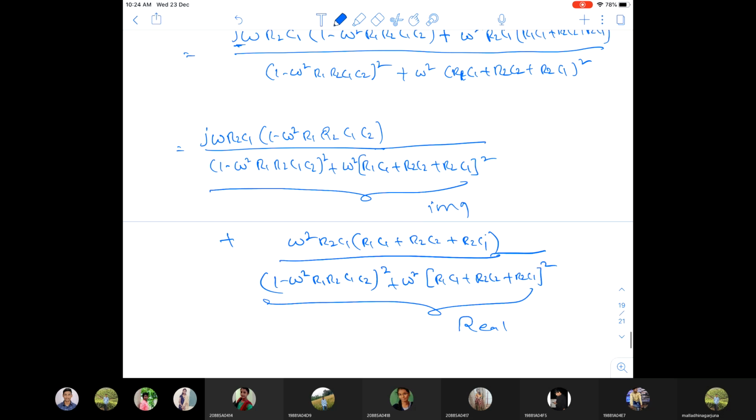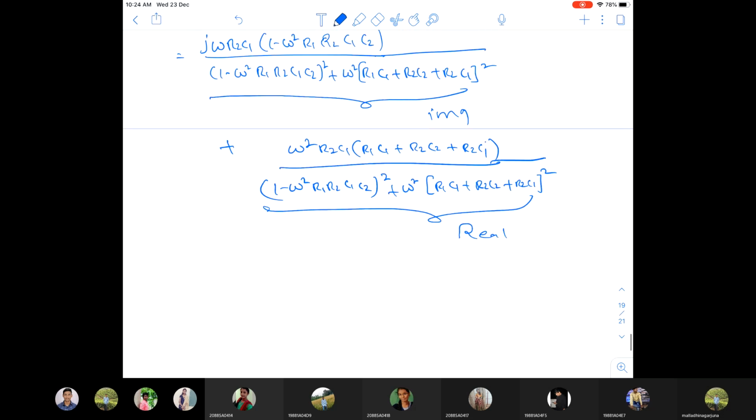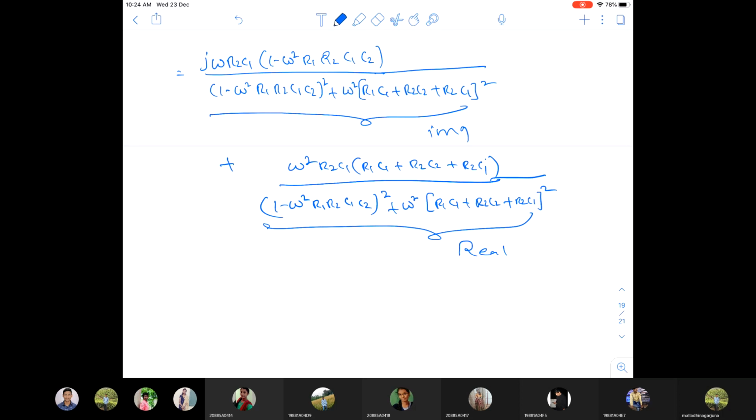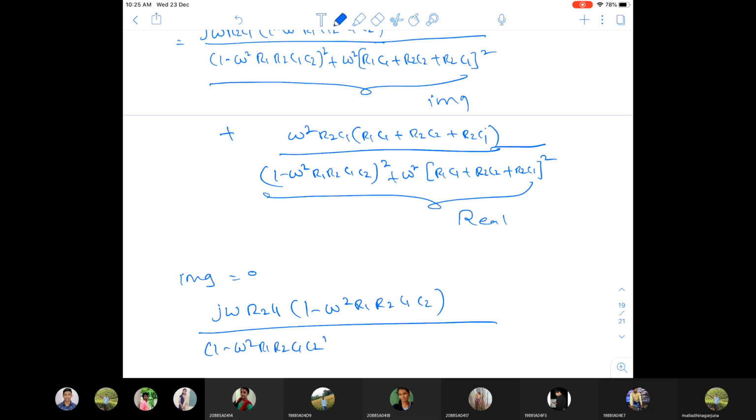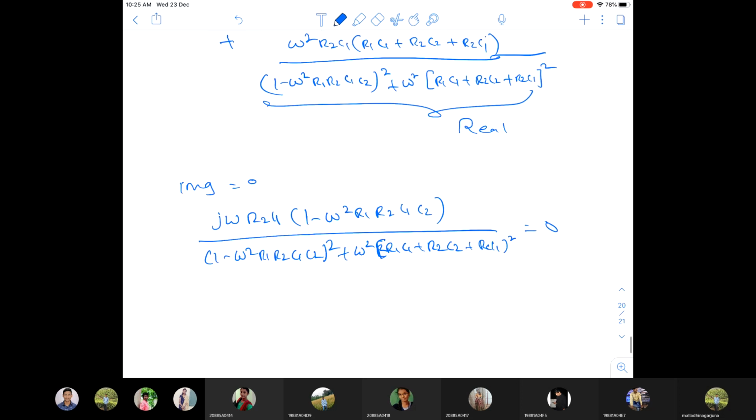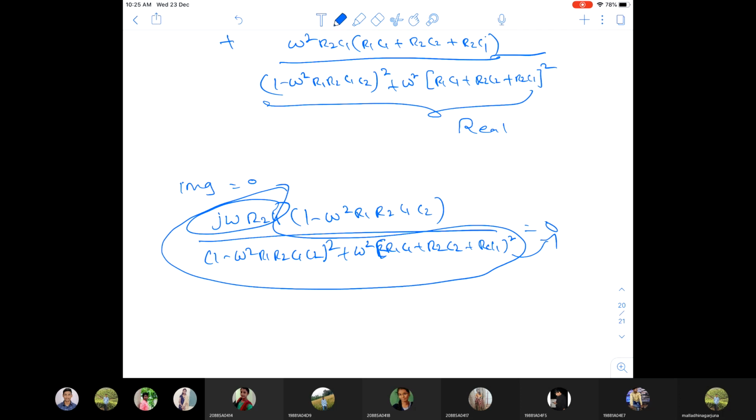Okay, take this. What is the imaginary part? Make the imaginary part equal to 0 to calculate the frequency. So j omega R2 C1 into 1 minus omega square R1 R2 C1 C2, divided by 1 minus omega square R1 R2 C1 C2 whole square plus omega square R1 C1 plus R2 C2 plus R2 C1 whole square, equal to 0. You send this denominator to this side, it becomes 0, everything is 0. This part also you can send, everything is 0.